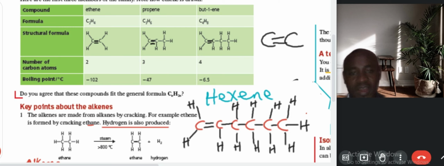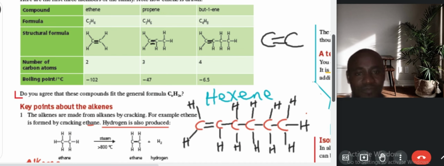So if you check, we have 6 atoms of carbon: 1, 2, 3, 4, 5, 6. But how many atoms of hydrogen? 1, 2, 3, 4, 5, 6, 7, 8, 9, 10, 11, 12, which corresponds with the proper formula of hexene.